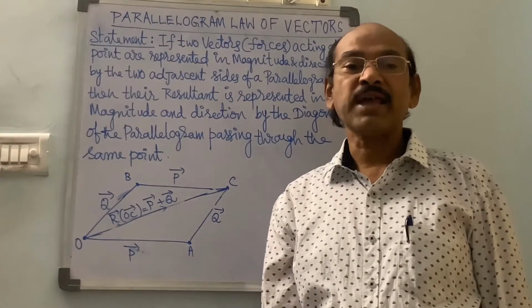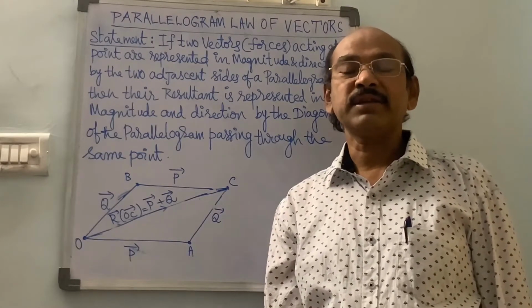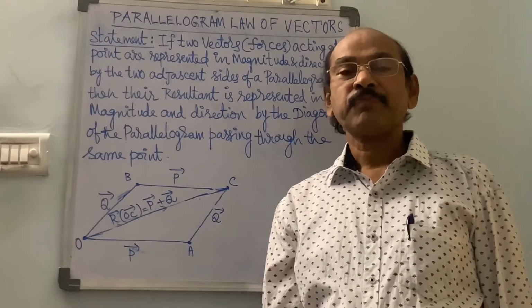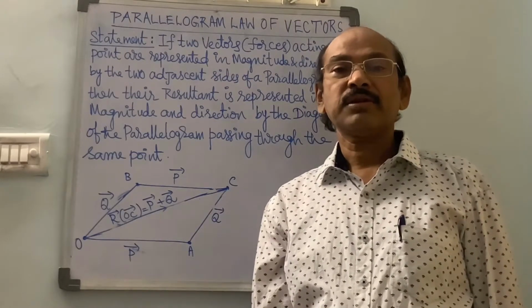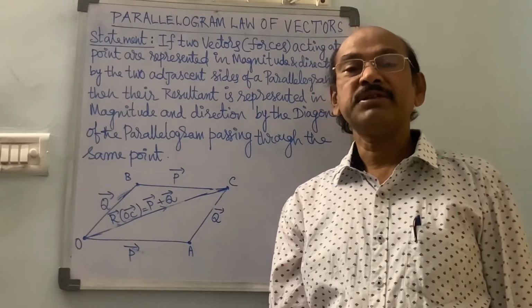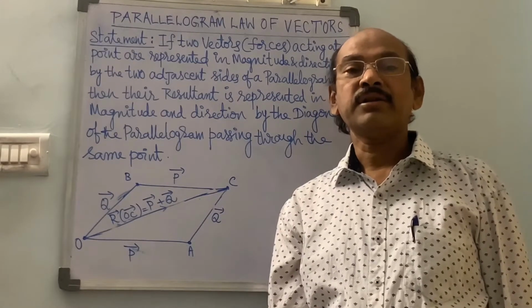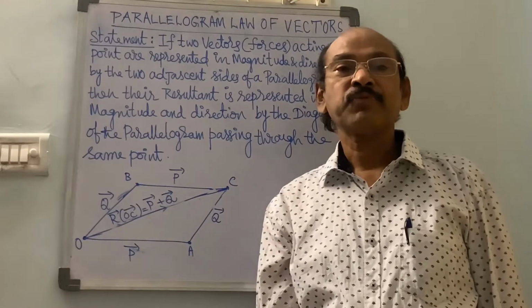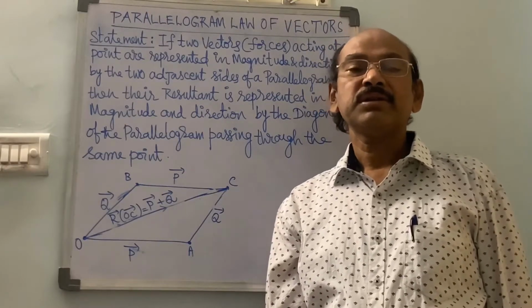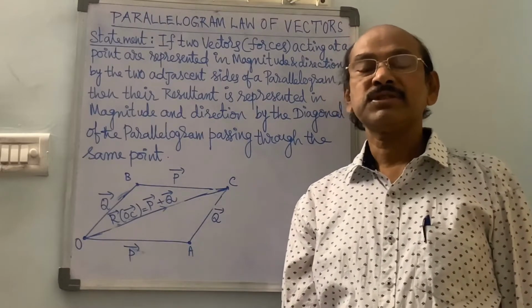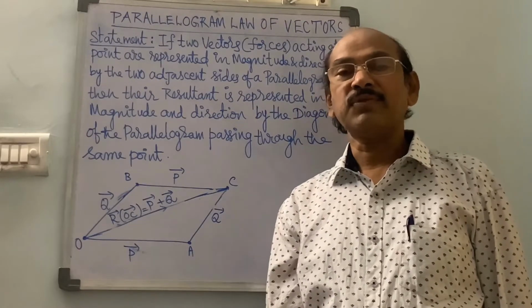If three forces act at a point simultaneously, and if they are represented by the three sides of a triangle taken in an order, then the body will be in equilibrium. This is the alternate statement for triangle of forces.